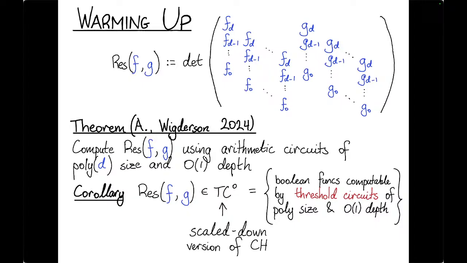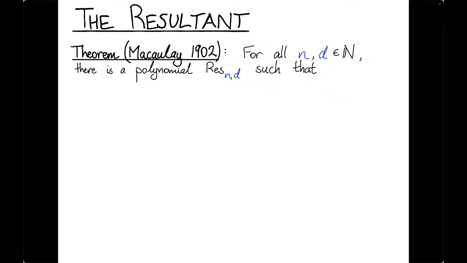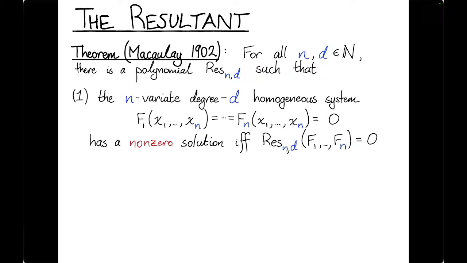Okay, but this was just the warm-up for n equals 2. I told you about the resultant. Now I need to tell you about the resultant. There's this really amazing result by Macaulay from the early 20th century that finds this amazing polynomial called the resultant. It's parameterized by two numbers, n and d, and this magical polynomial just solves our problem for us. If this n-variate degree d homogeneous system has a non-zero solution, then the resultant will tell us that.